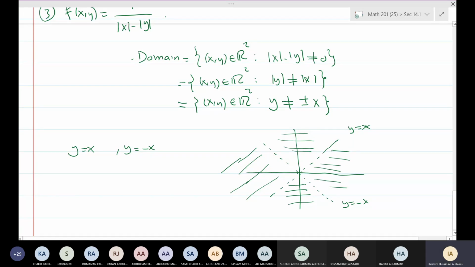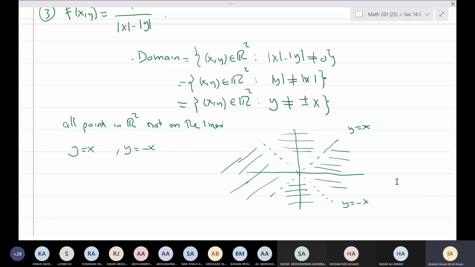If you want to describe the domain in words, the domain consists of all points in R2 such that y not equals plus or minus x, i.e., not lying on the two lines y equals x and y equals minus x. Everything except those on the lines. So these are dashed lines. You shade everything except the two lines. So this is the domain of this function.